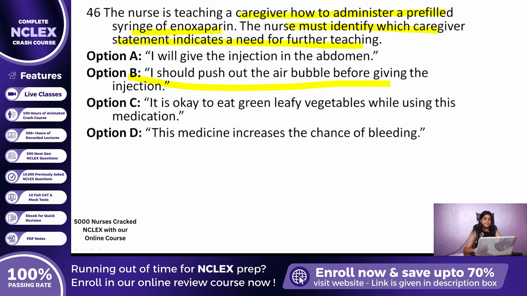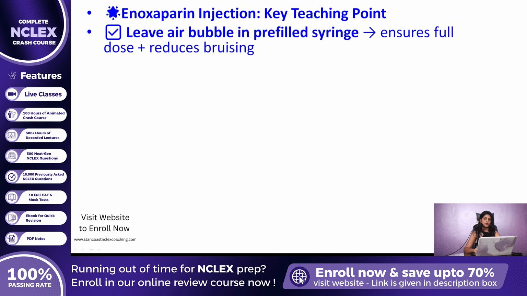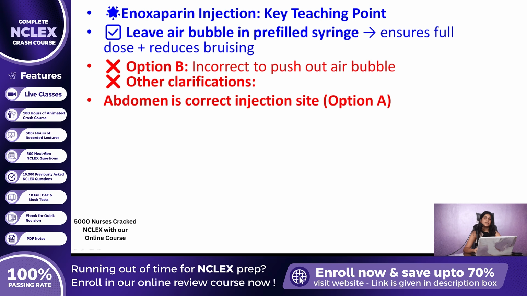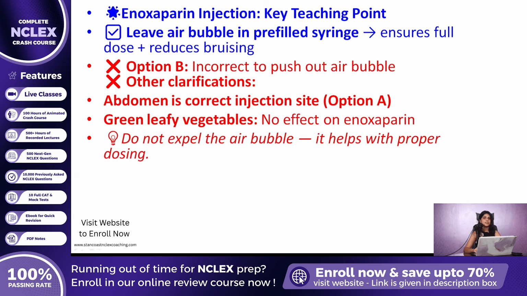The rationale is that the air bubble in the pre-filled syringe is intentionally included to ensure the full dose is delivered and to minimize bruising. The bubble should not be expelled. Giving the injection in the abdomen, as in Option A, is correct, and green leafy vegetables do not interfere with enoxaparin, unlike with warfarin. The key point is to leave the air bubble in place to aid proper dosing.